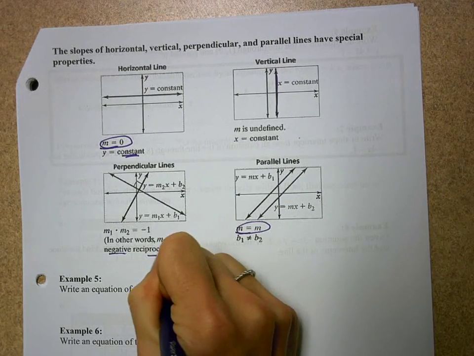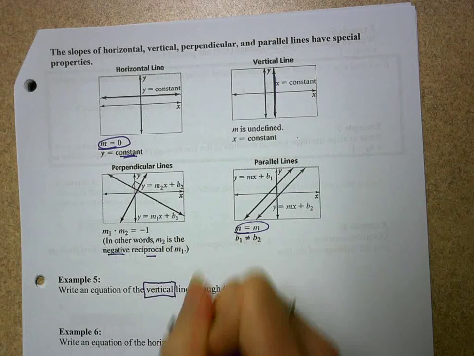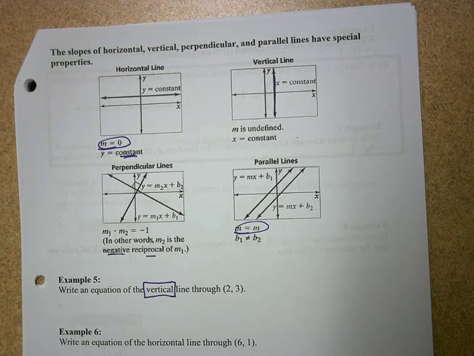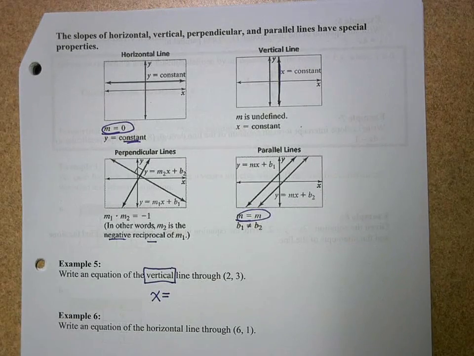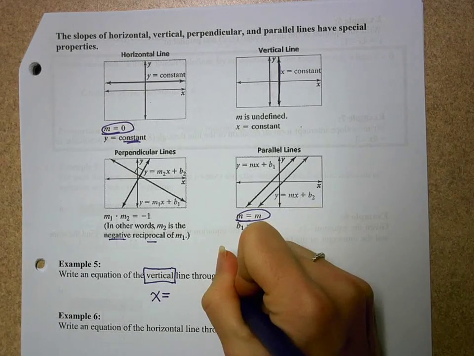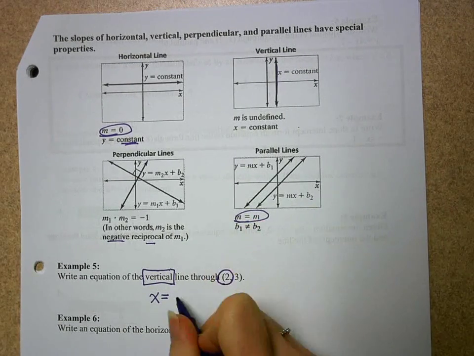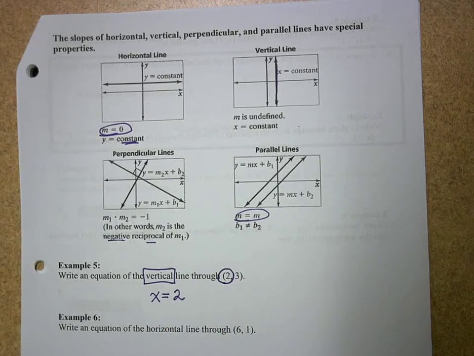So if I see the word vertical, I don't want to use point-slope form, slope-intercept, or standard. Instead, I want to know that it's easier. A vertical line is always x equals some number. Well, what is that number? It's always x equals the x coordinate. So in this case, this is 2.